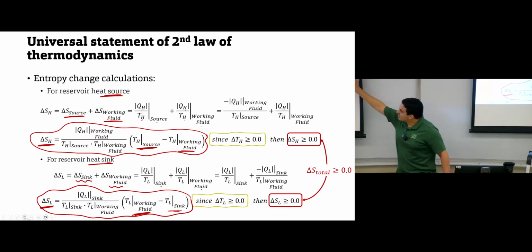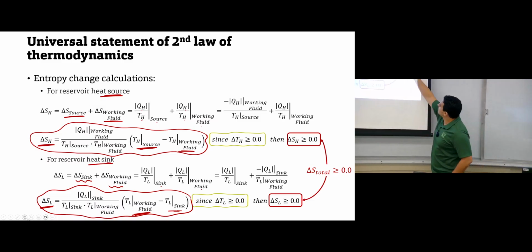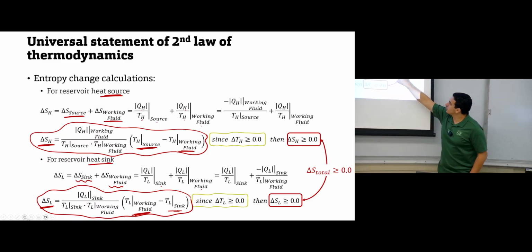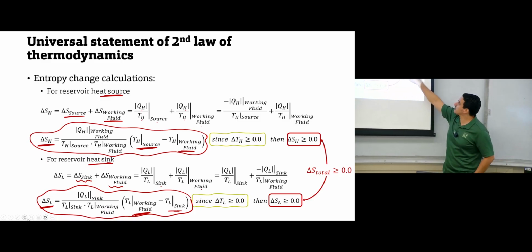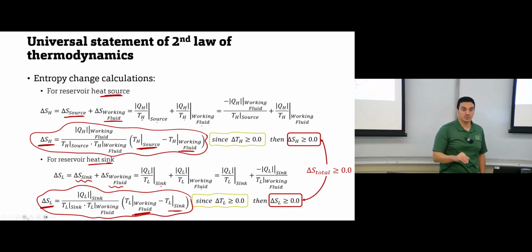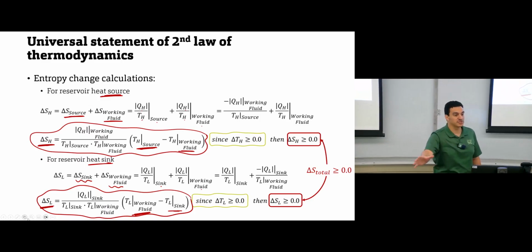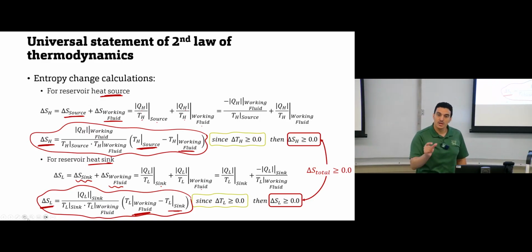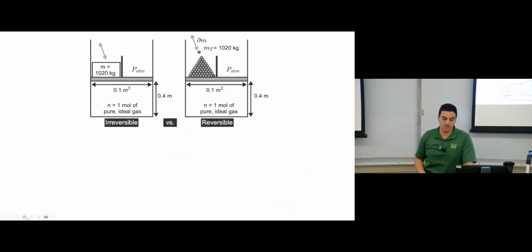So again, from this slide, this is what you need to understand. The total entropy change for any system, for any process, is greater than or equal to 0. In real life, in all applications, which are irreversible, we have a positive entropy increase. If the process is reversible, ideal, then we have no entropy change.